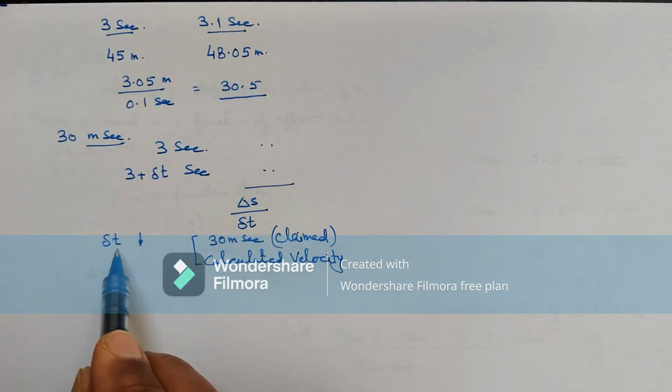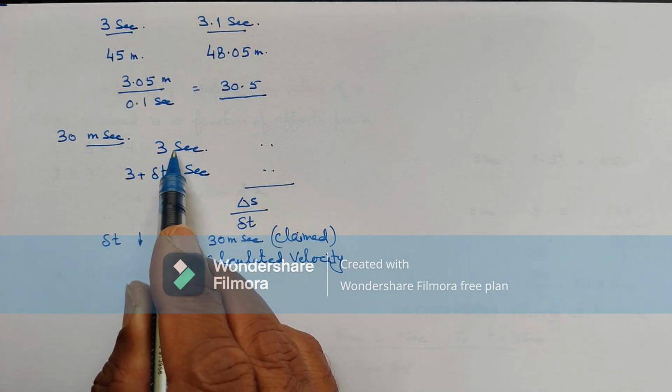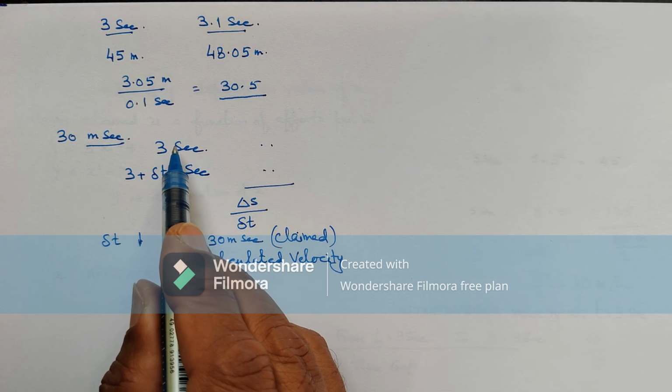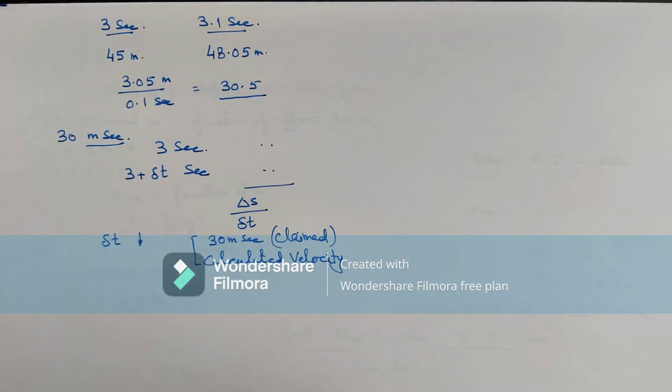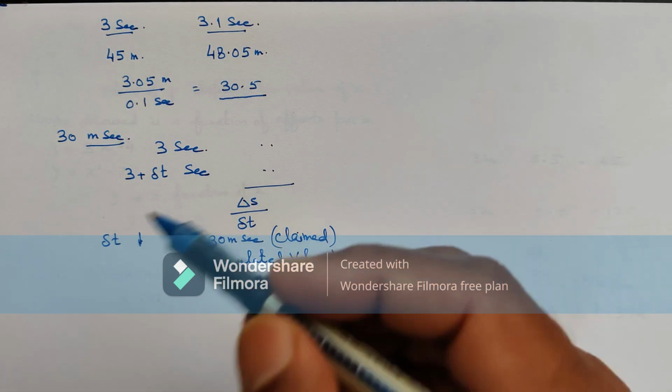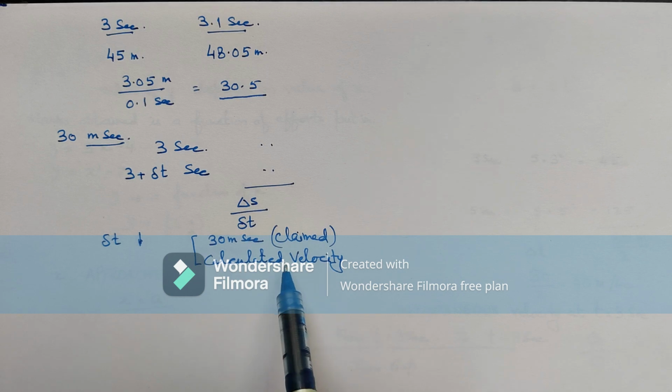As I reduce this delta t, as I take the second instant closer and closer to the first instant, I cannot make it exactly at 3 seconds, but I can make it closer and closer to the first instant. As I make it closer and closer, the calculated velocity that I will get will come closer and closer to the 30 meters per second. And how close can I bring it to 30 meters per second? Here is the catch. How close can I come to 30 meters per second? There is actually no limit.